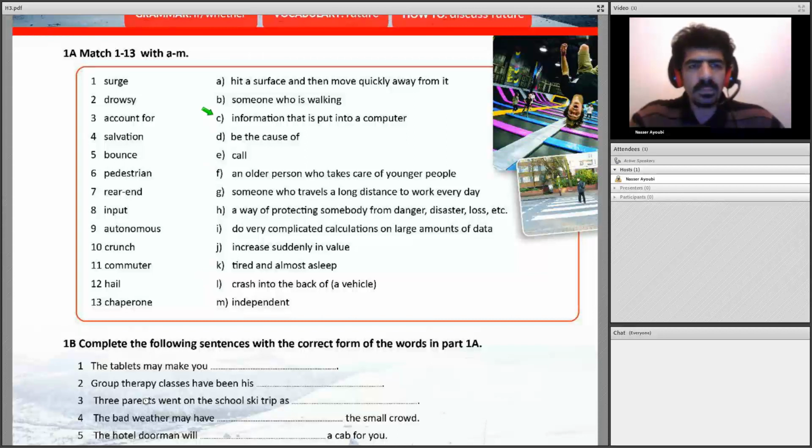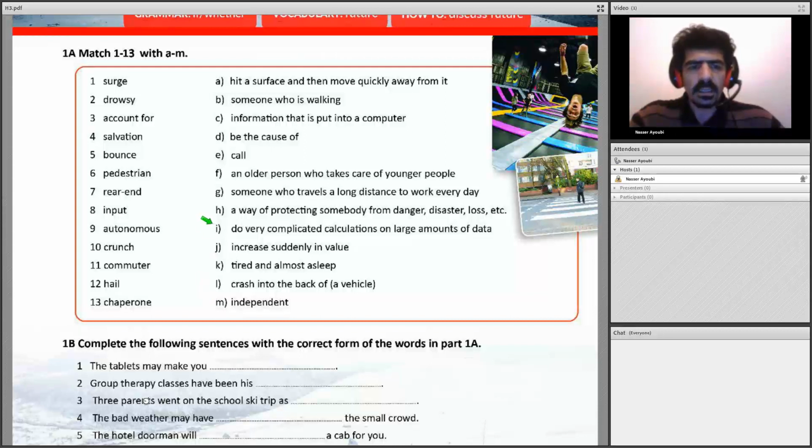Number 8, input, is C. Information that is put into a computer. Next one is 9, autonomous. Autonomous is independent. Number 10 is I. Do very complicated calculations on large amounts of data. So crunch is I. Number 11, commuter, is G. Someone who travels a long distance to work every day.